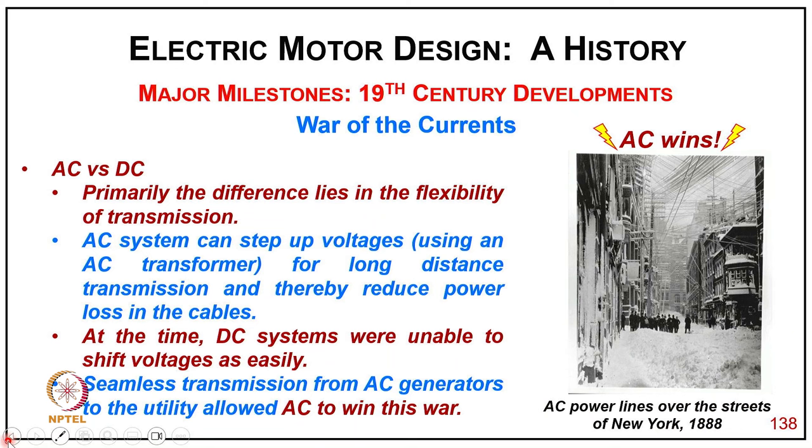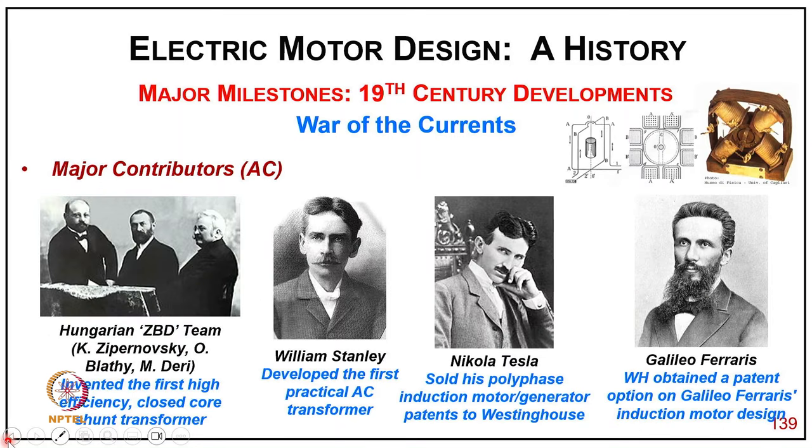Primarily, the difference lay in the flexibility of transmission. An AC system can step up the voltage using an AC transformer for long distance transmission, as well as reduce the power loss in the cable. So it allowed generation at optimum voltage, utilization at optimum voltage, and transmission at optimum voltage. At the same time, DC systems were unable to shift voltage as easily, and seamless transmission from AC generators really allowed AC to win this war. And AC power lines over the street came into New York in 1888.